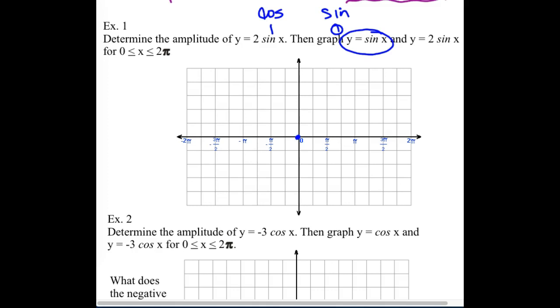So we know sine starts at 0, and it goes up to 1. All right, so at pi over 2, I'm at 1. At pi, I'm at 0 again. Okay, that's the hill part. Now I need the valley. So I'm going to go down to -1 and back to 0. So hill and valley.